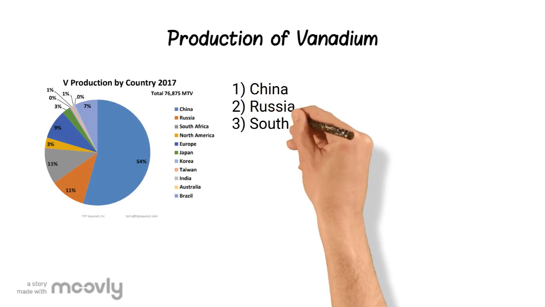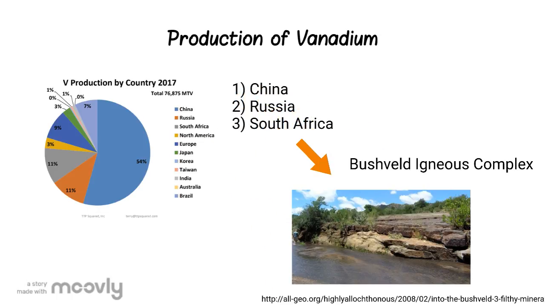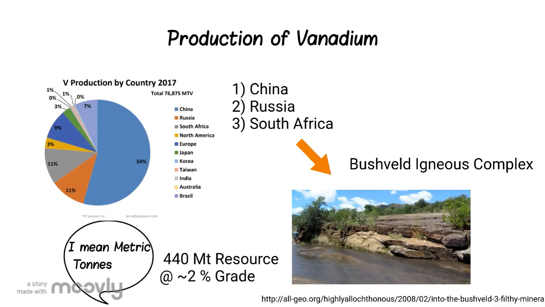In South Africa, the vanadium is found within the Bushveld Igneous Complex. The Bushveld Igneous Complex contains a resource of about 440 million tons, at a grade of about 2% V2O5. It is mined as vanadium pentaoxide and the alloy ferrovanadium.